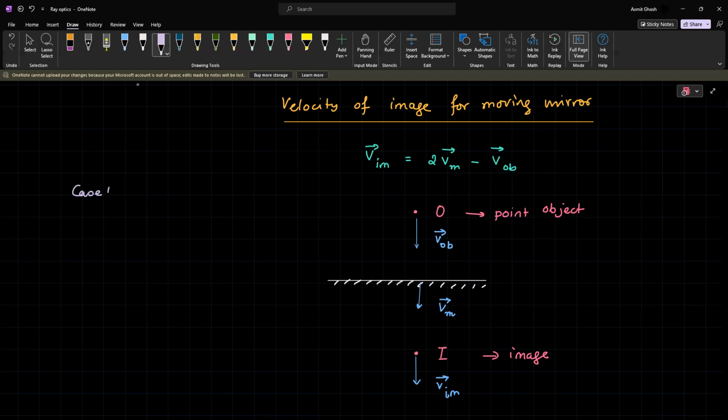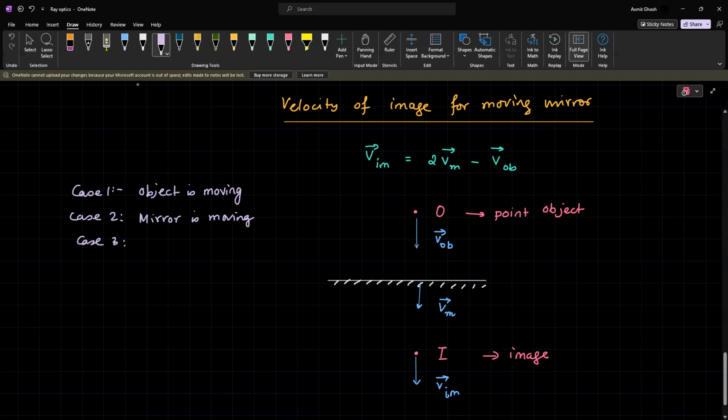Case 1, object is moving. Case 2, mirror is moving. And case 3 will be both are moving. Right? Now, just put the velocity for case 1 in the velocity formula. The velocity of the image will be nothing but the negative of the velocity of the object.